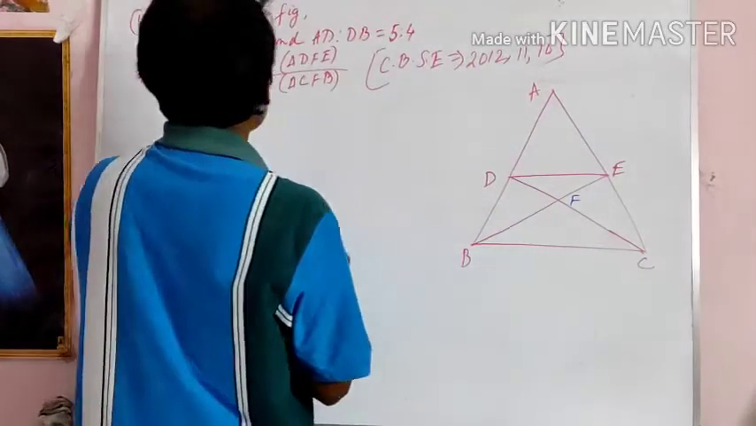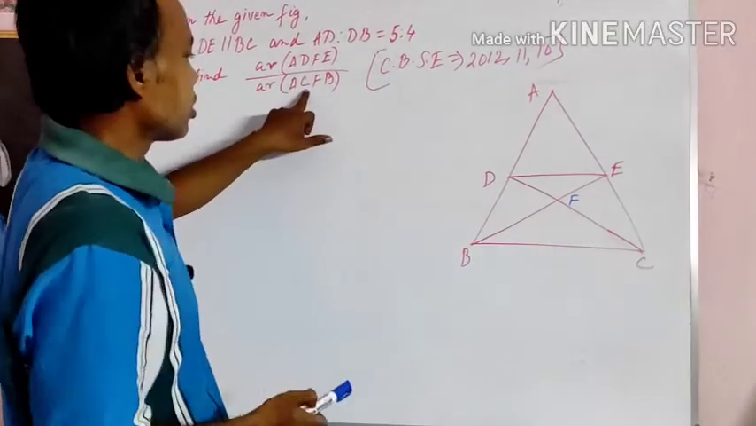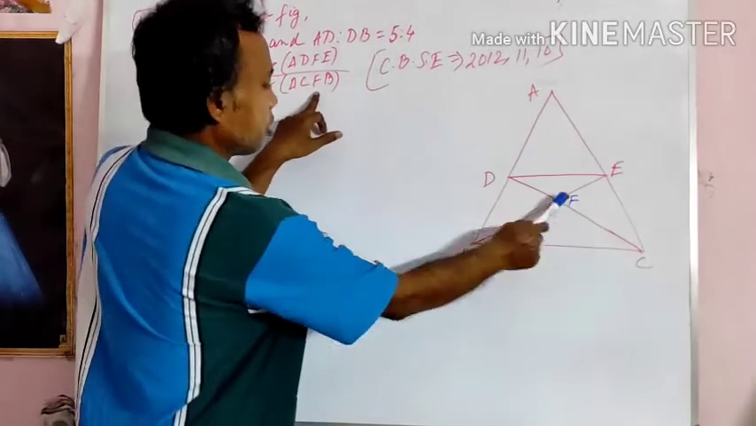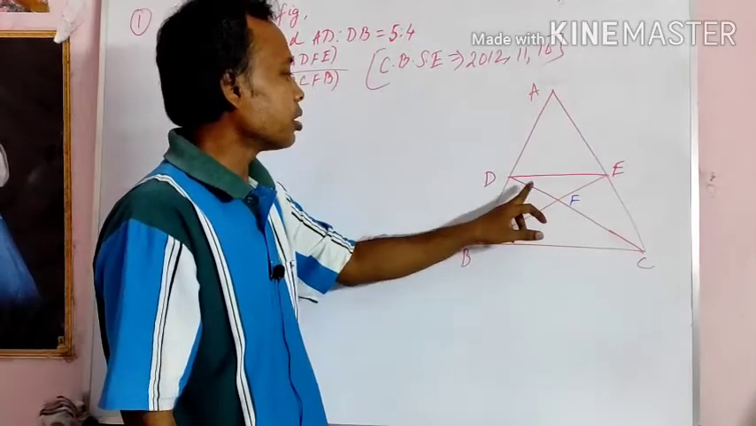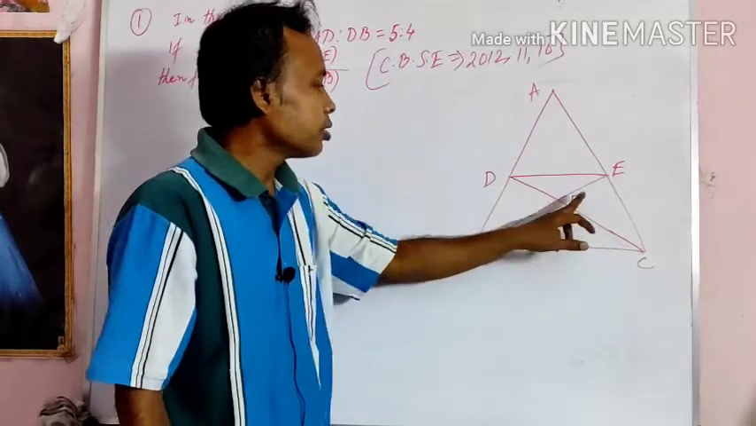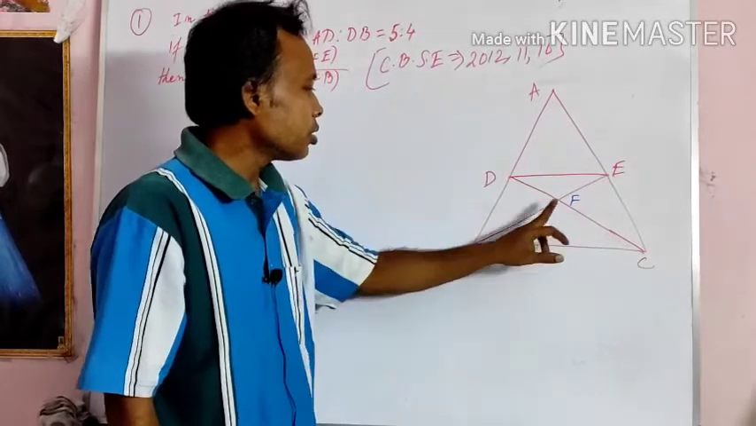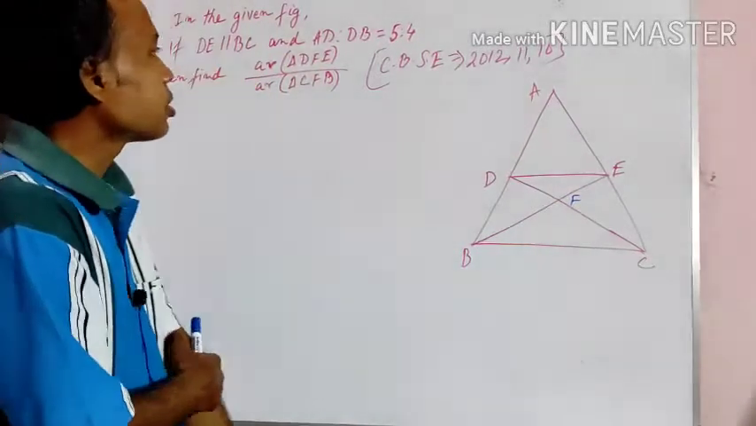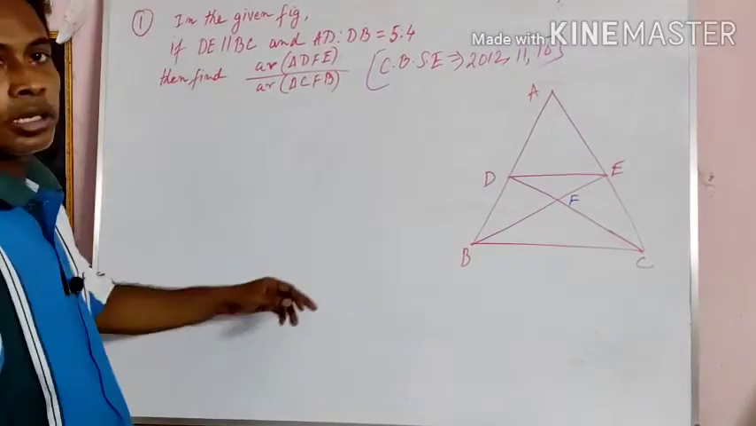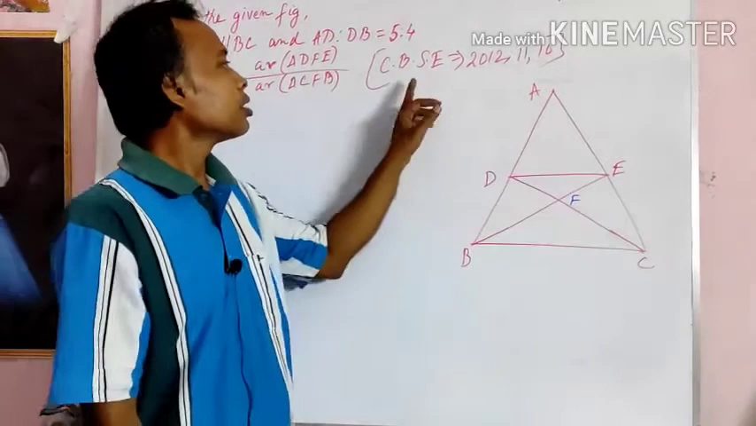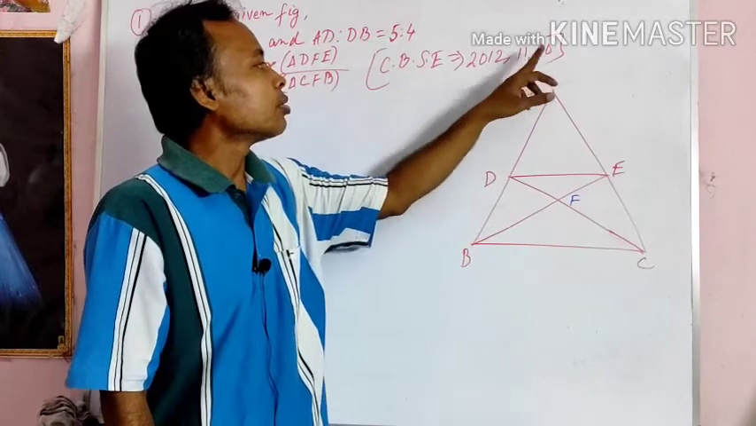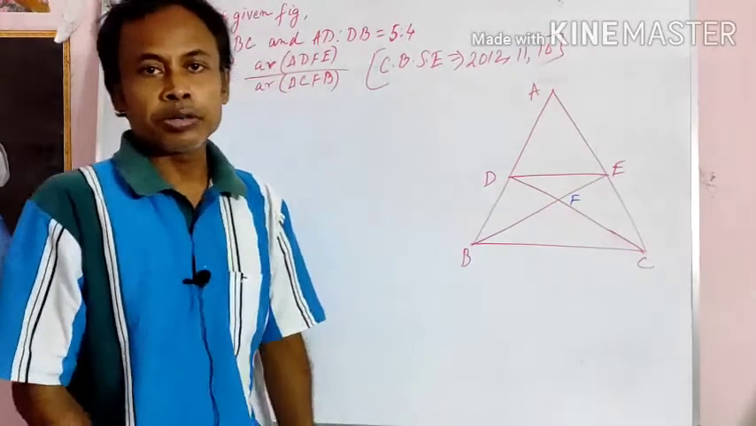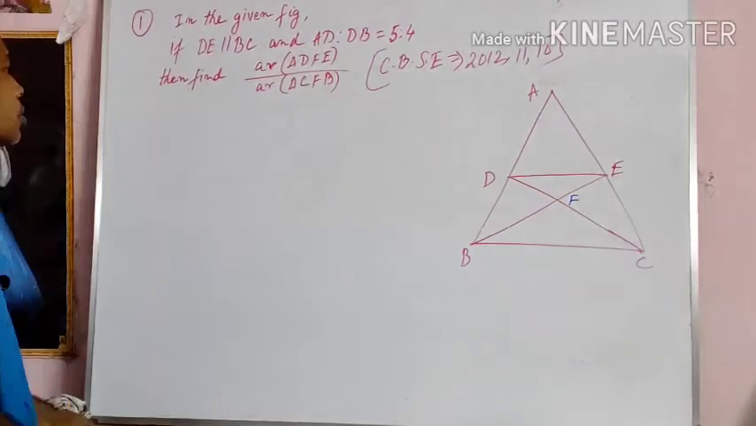You have to find out the ratio of the area of DFE to BFC. So let us solve it. This question has come from CBSE in the years 2012, 2011, 2010. So it is a very important question. So let us solve it.